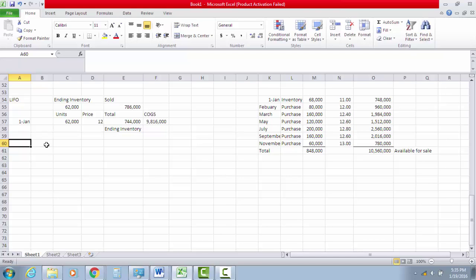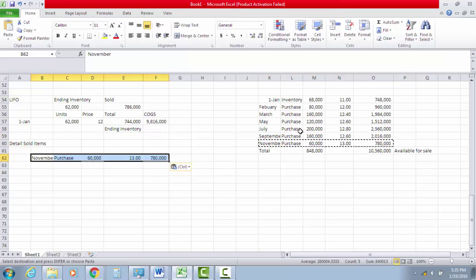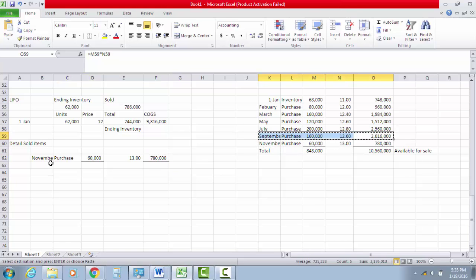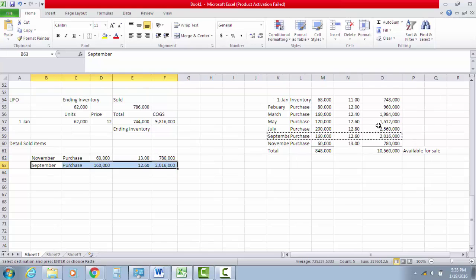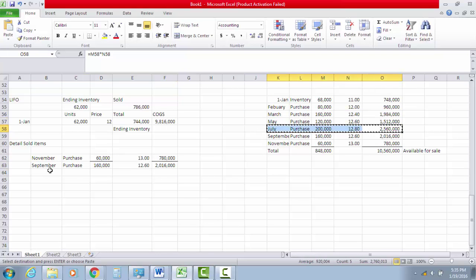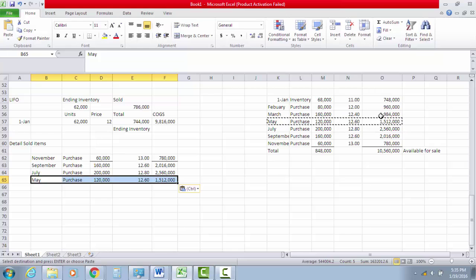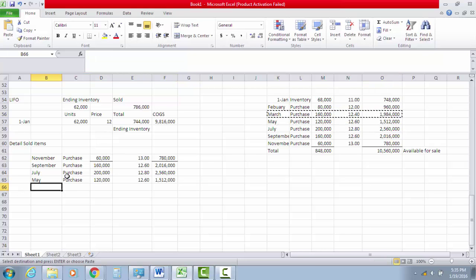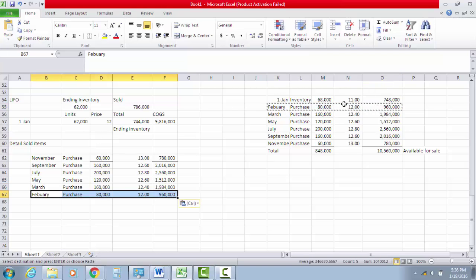you would simply detail out sold items. So since I have it here, I'm just going to copy it. And I'm actually going to copy from the bottom to show you how it would first then be sold. So you would sell November 1st, then you'd move on to September, then you'd sell July, then you'd sell May, then you'd sell March, then you would sell February, and then you would sell part of January.